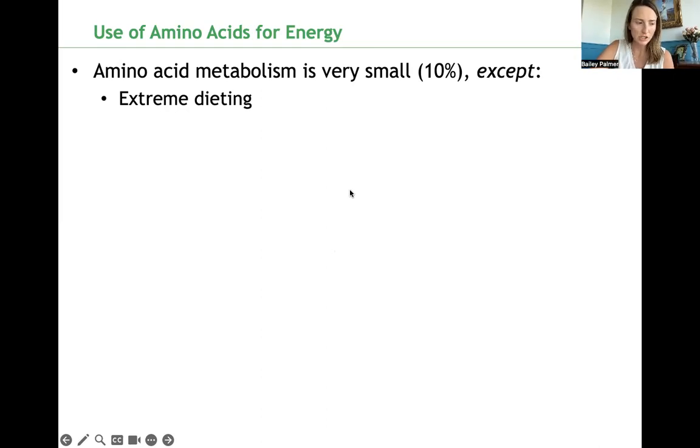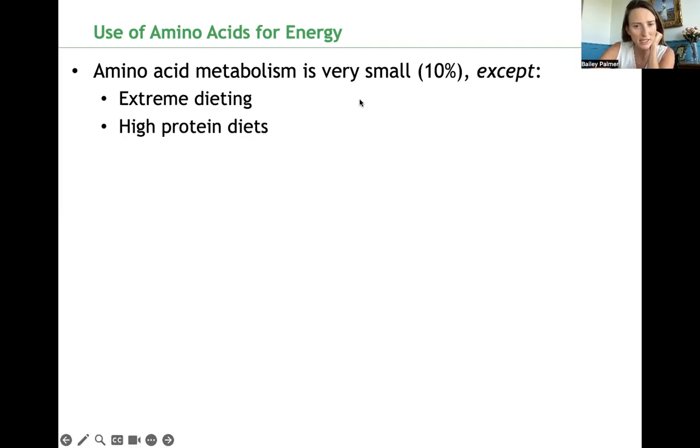So when we go through an extreme diet, and when I mean that, I mean cutting your caloric intake to less than 1,000 for someone who needs at least 2,000 calories a day. So cutting your calories forces your body to find other fuel sources. If you're not consuming enough carbs or fat to fuel your energy systems to give you energy, then your body has to turn to muscle and starts breaking down your muscle tissue. And that's where the amino acid metabolism comes in.